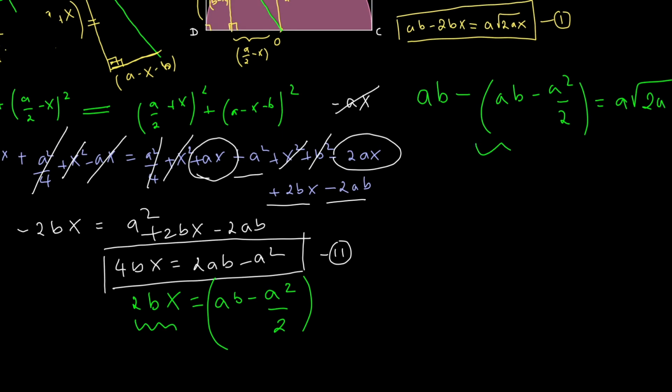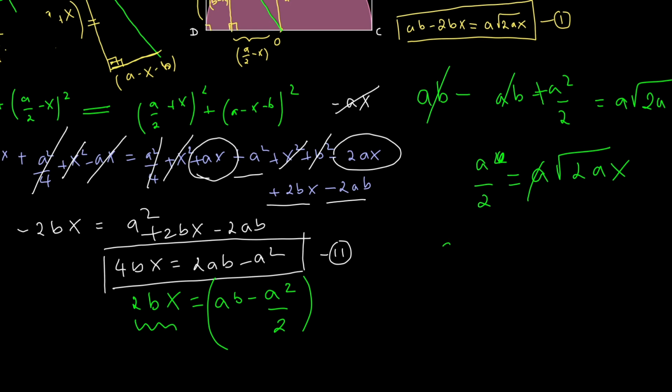Now opening this bracket over here, negative of positive ab would be negative ab, negative of negative a square upon 2 would become positive a square upon 2. This and this got cancelled out, so I will have a square upon 2 equals a times the square root of 2ax. This a will factor out this thing, and now if I just do the cross multiplication and square both of these sides, I will get a square equals 4 times 2ax.